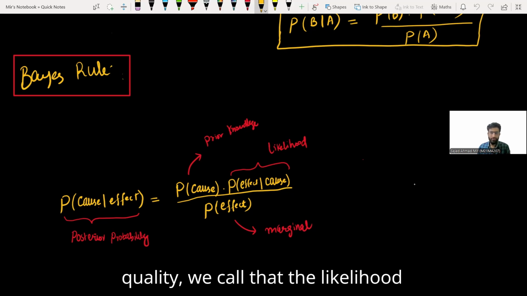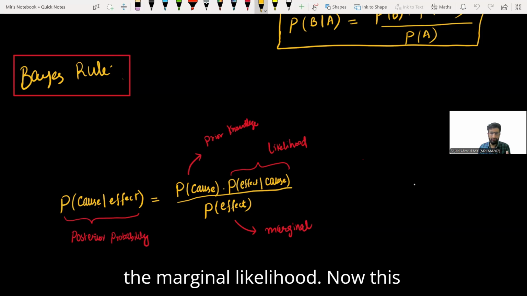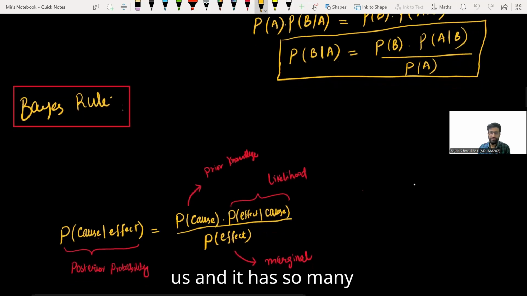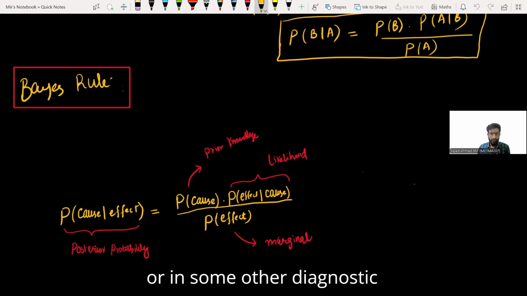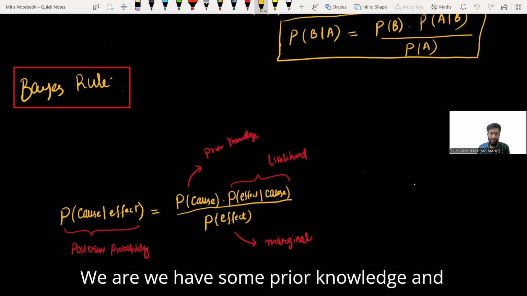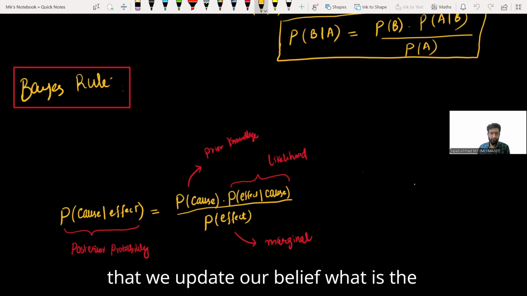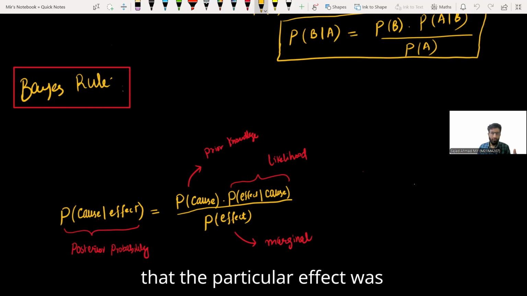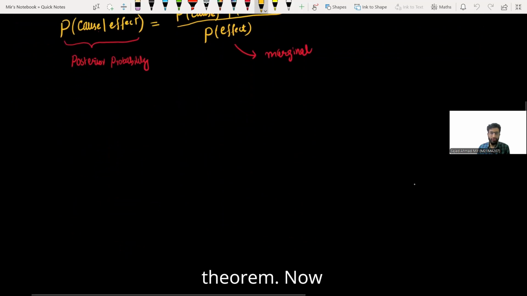Then we call that the likelihood, and we divide that by the probability of the marginal effect, called the marginal likelihood. Now, this is where Bayes theorem helps us, and it has so many applications in artificial intelligence or in some other diagnostic settings where we have some prior knowledge and the likelihood of an event. Then with that we update our belief: what is the probability or likelihood that the particular effect was due to a particular cause. So this is Bayes theorem.